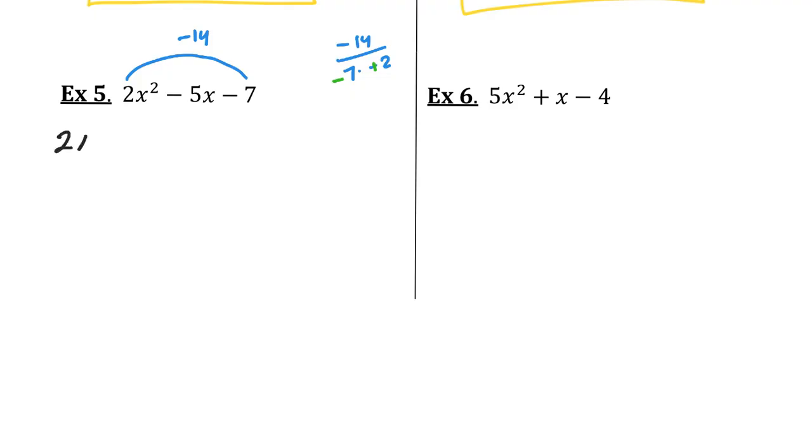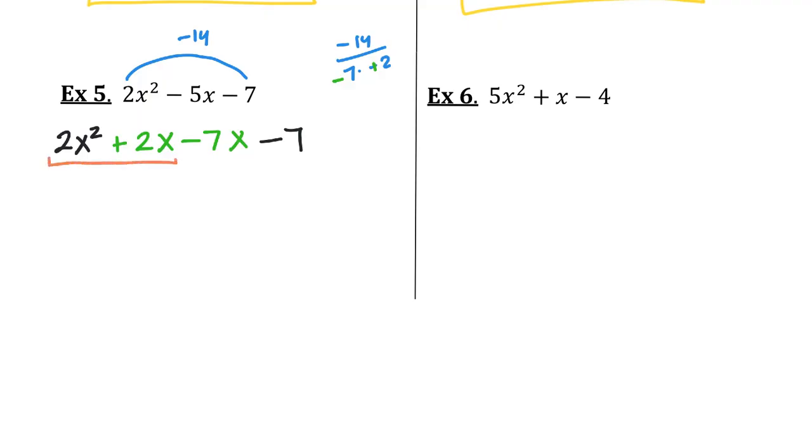Okay, so 2x to the second, and what do I have? Negative 7x and positive 2x? I'm going to do positive 2x and negative 7x, because I'm tired of factoring out a 1. That's why. Okay, let me check the grouping.